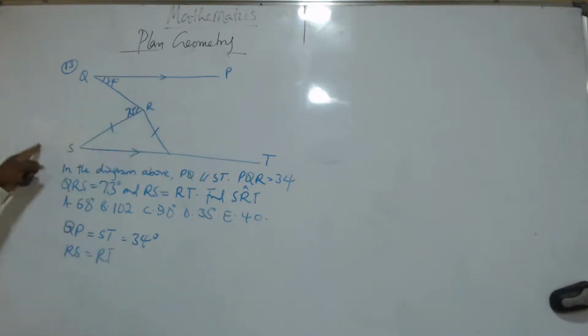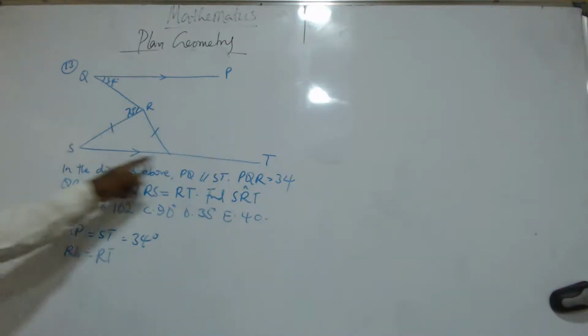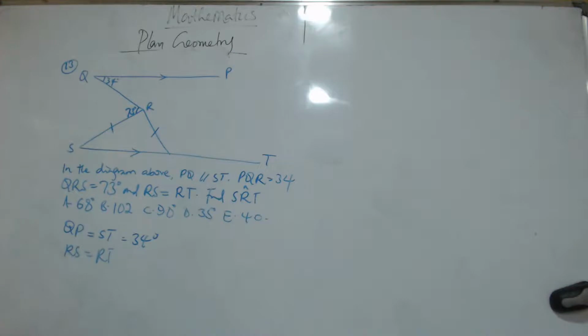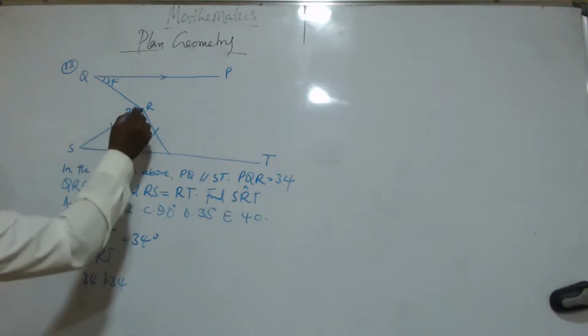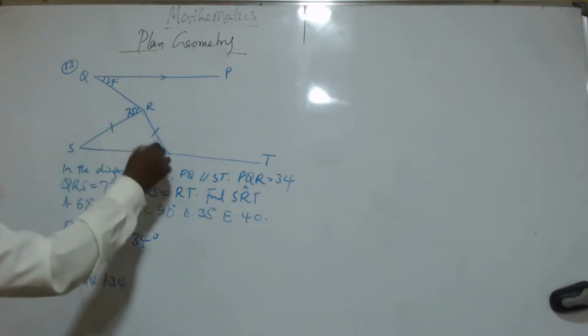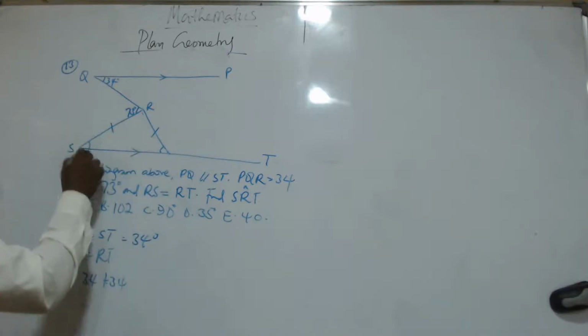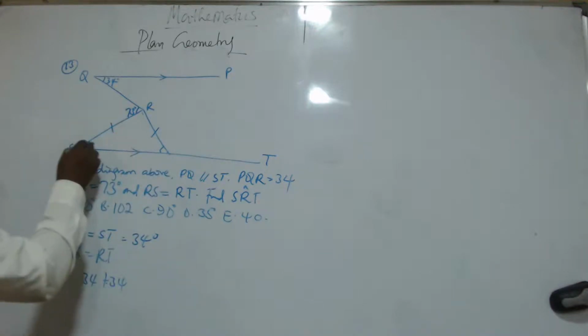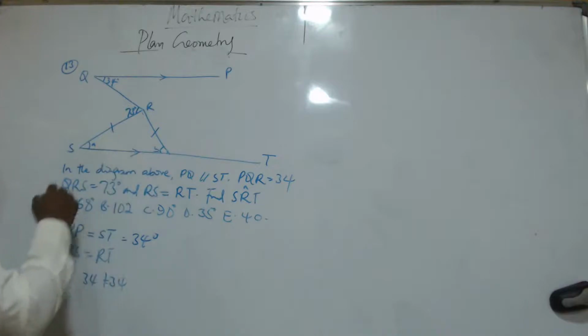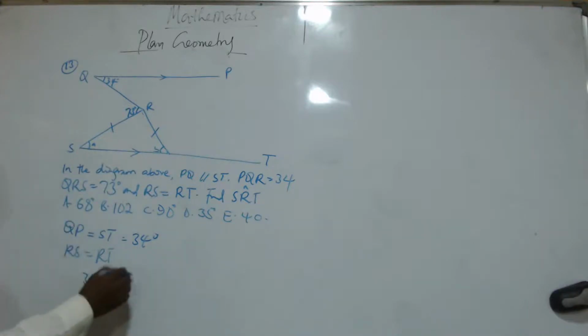This angle here is equal to this angle here. And if this angle here is 34, that means this angle here also is 34. So we are going to have 34 plus 34. That is this angle here plus this angle here. This one will give us A plus B. Right?